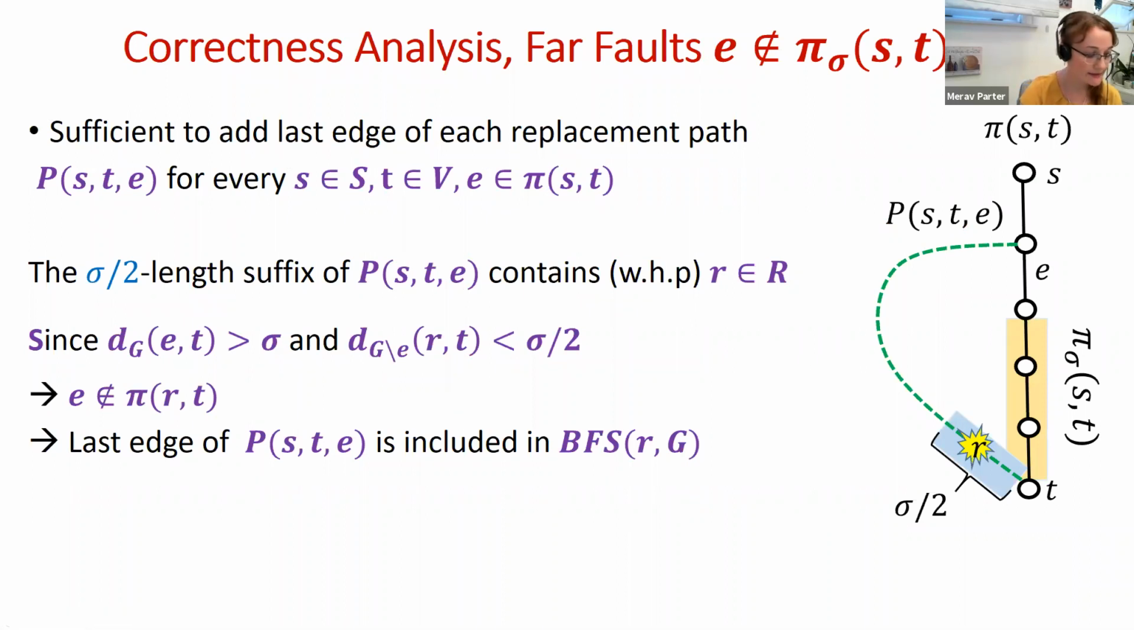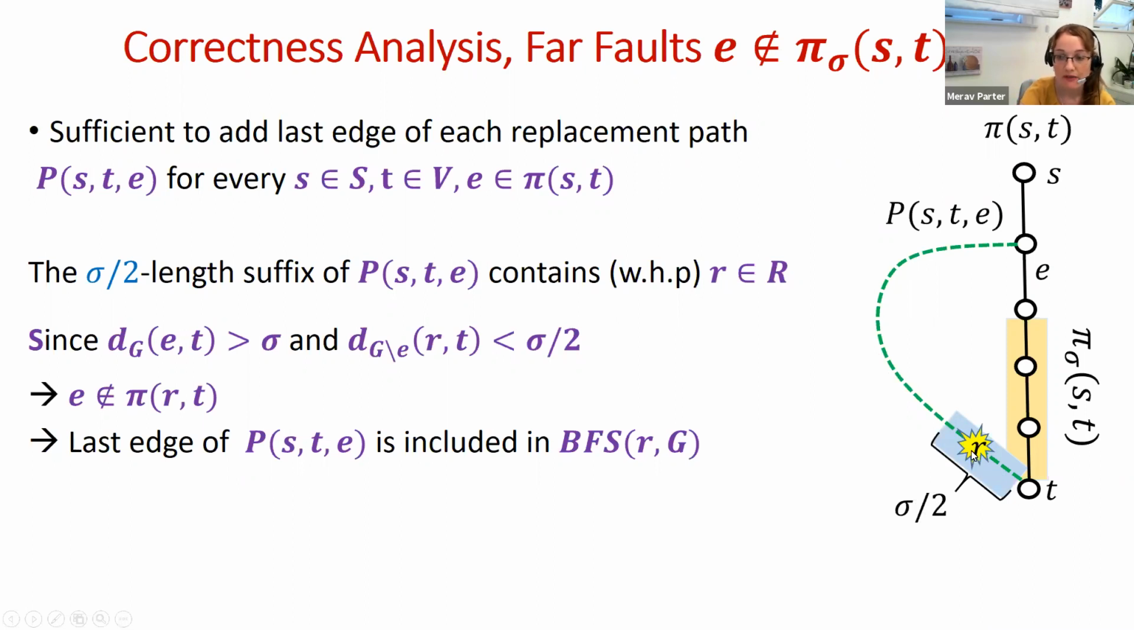Now let's look at the correctness analysis and first consider the case where the failing edge is far, is not in the last sigma suffix. So we are back to consider only the sigma length suffix, okay? If the edge E is far, it also means that the replacement path must be long. The length must be at least sigma, okay? So now we look at the last sigma over 2 suffix of the path, and we claim that with high probability, one of the nodes that we sampled into R must lie in this suffix, okay?